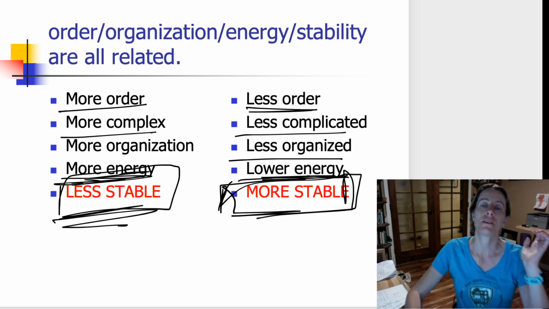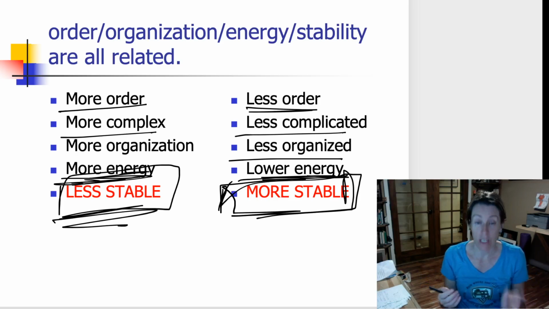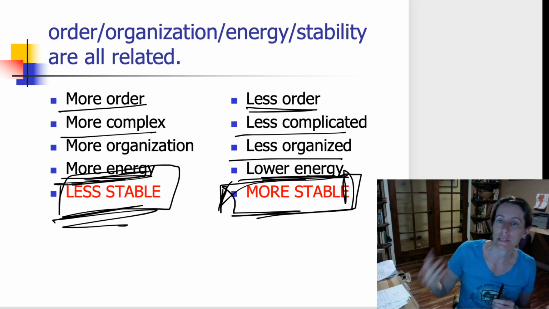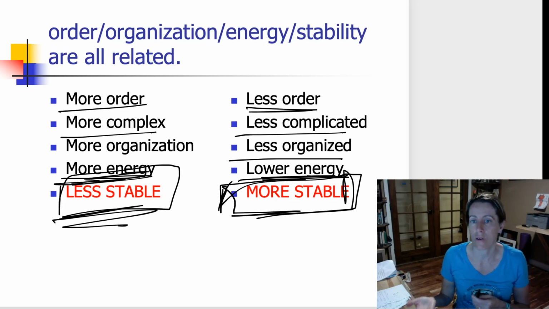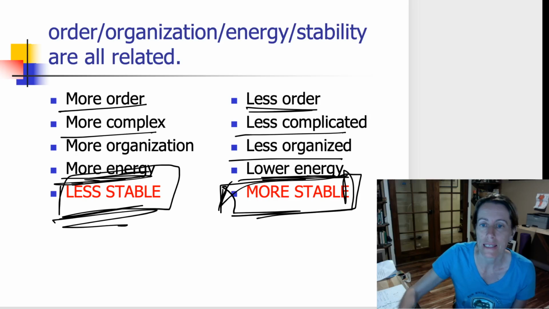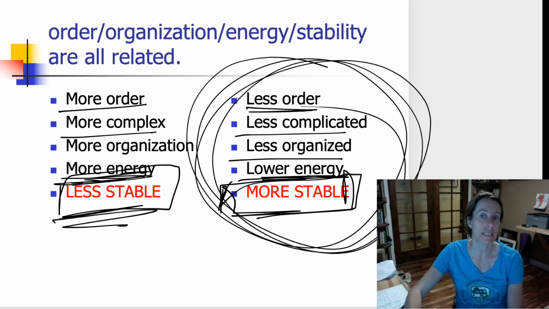All right. So you have to think about how these terms are related to each other. More order, more complexity, more organization means something that's less stable. Something that is less ordered, less complicated, less organized is a lower energy, but it's also more stable. And what is interesting overall is that the universe in general wants to be more stable. This is what the universe is tending towards.